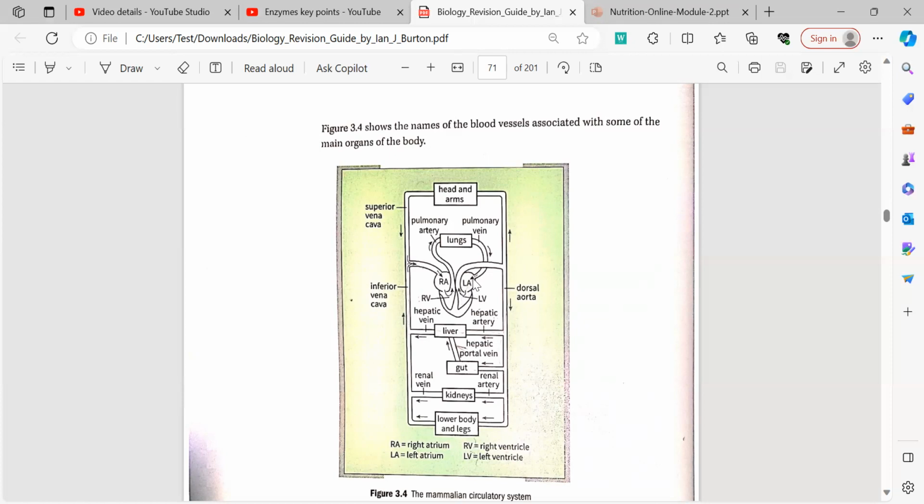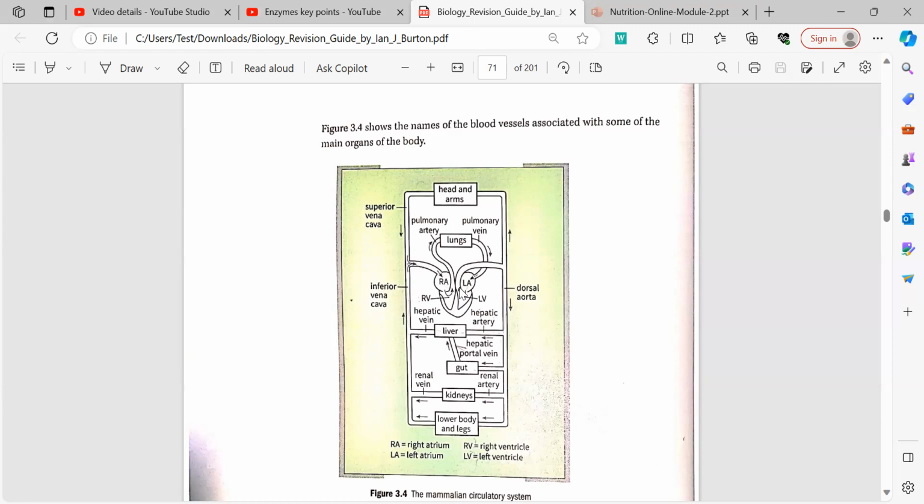First the valves are open, and once the blood goes from here to here, the valves automatically close. They help to ensure unidirectional flow of blood, so that the blood doesn't go back again and doesn't go to the other side of the heart.